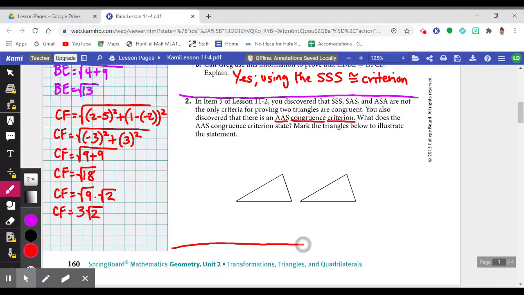So pause the video, go back and look at your lesson 11-2 notes, which were from the Desmos activity. Or look at lesson 11-3. I believe I gave you the definition of that criterion there. If you need to, then play through the video to see how you did.